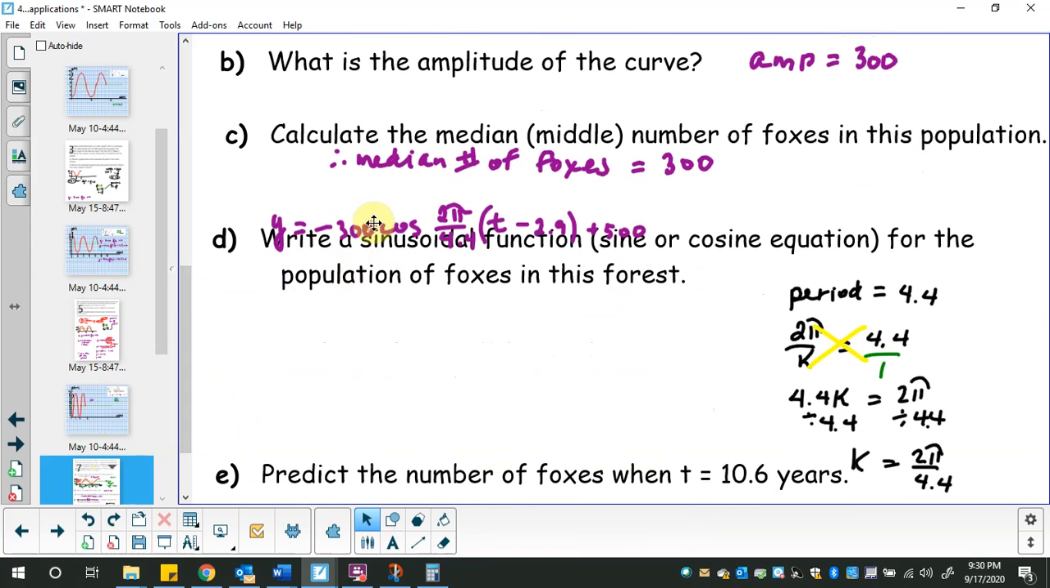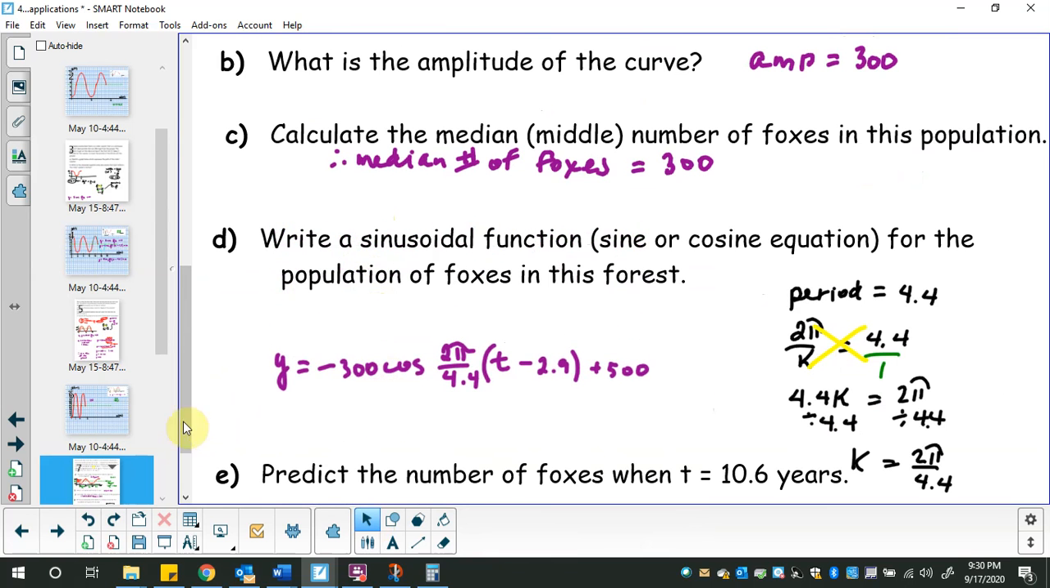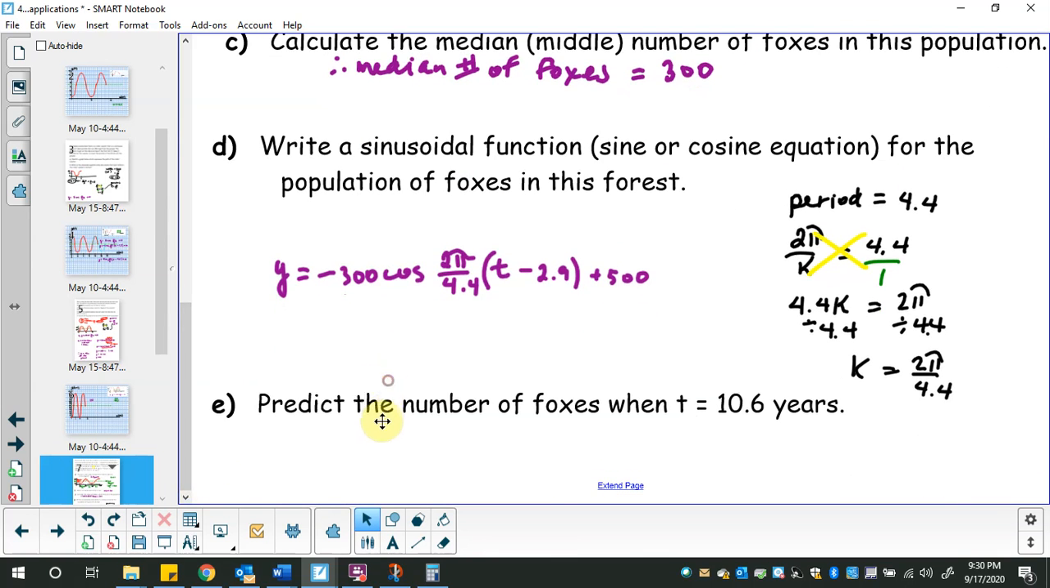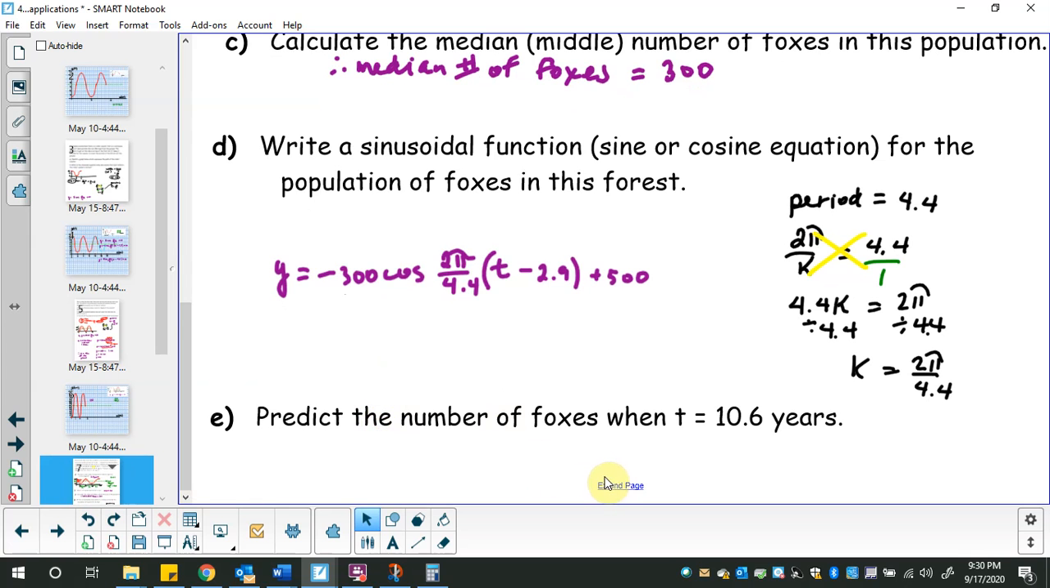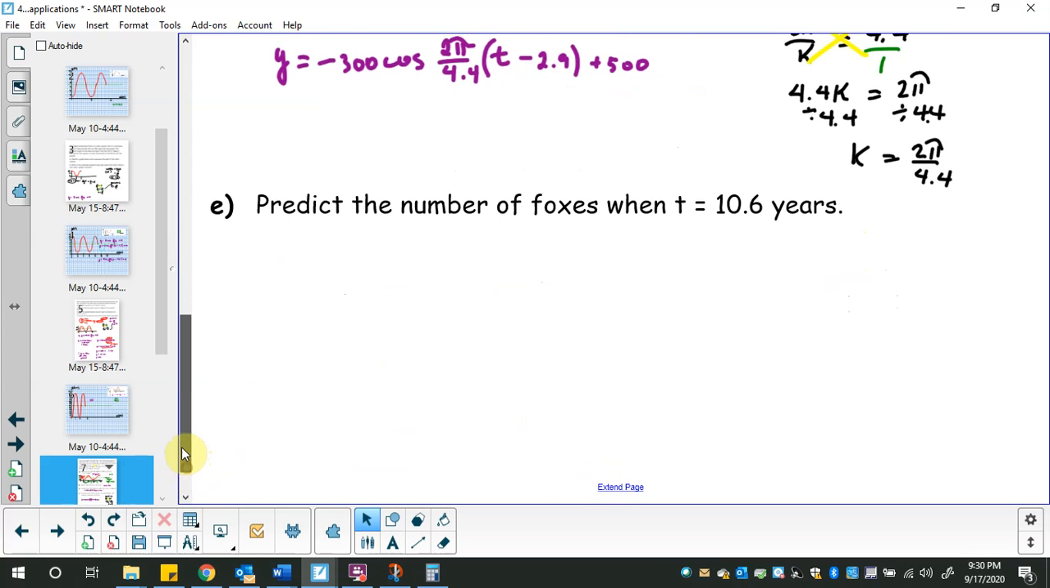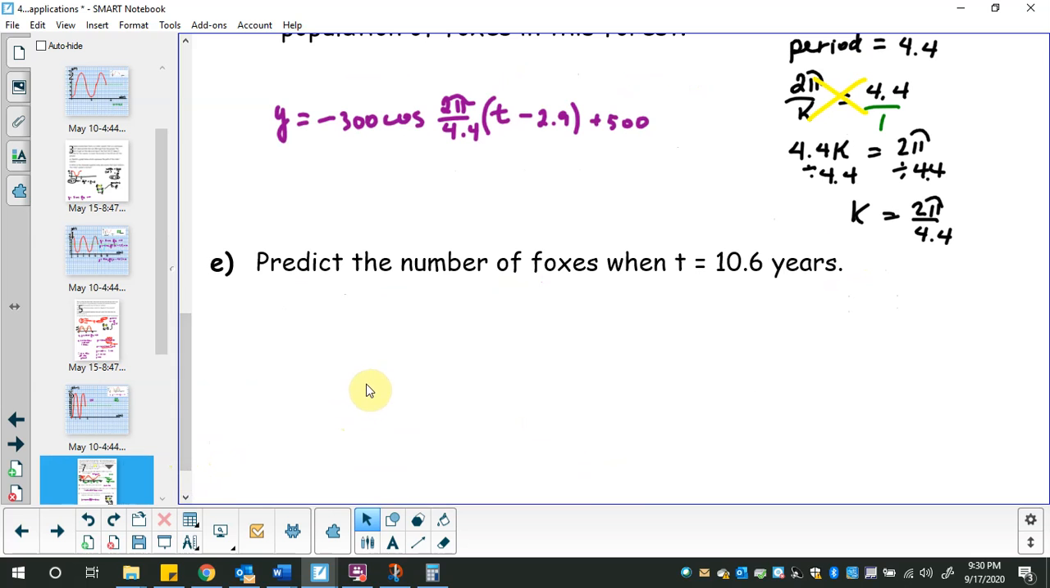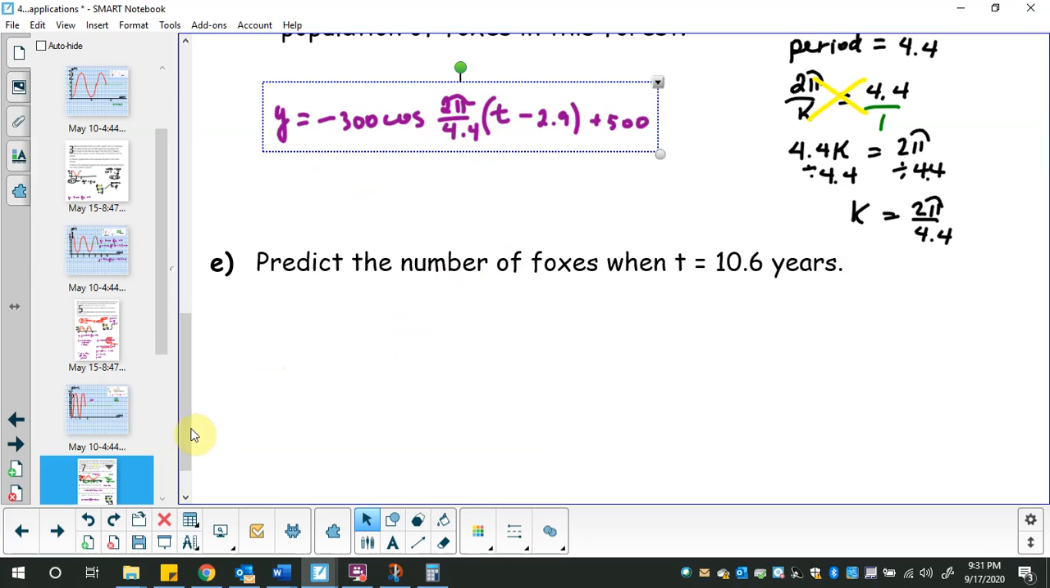All the pieces can be found somewhere on this sheet. And then last of all, predict the number of foxes when t is equal to 10.6 years. So here's the thing you have to get over. When it says predict, it doesn't mean just guess. It means take this formula and use it to predict the number of foxes. So you have to actually put it in there, as in put the 10.6 in for the t, and gear this out the same way as we did the question with Sarah and the nail.